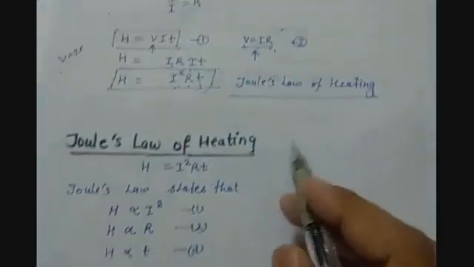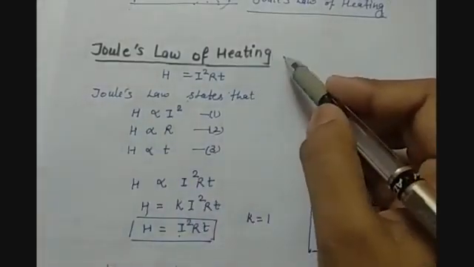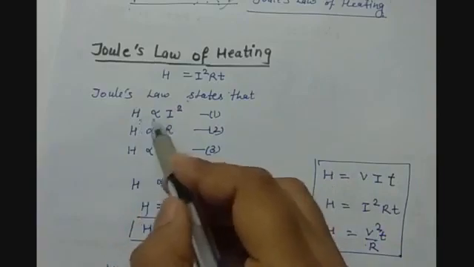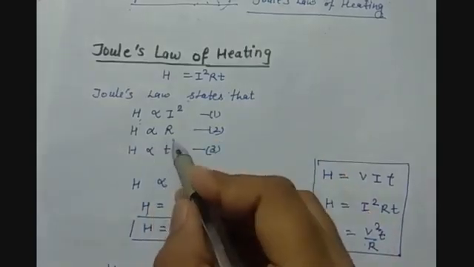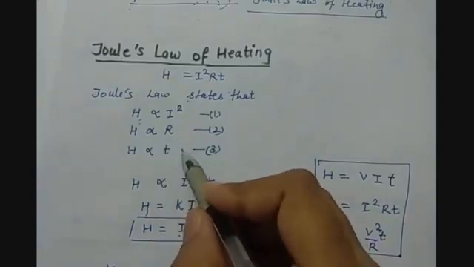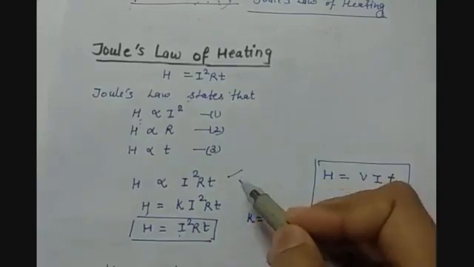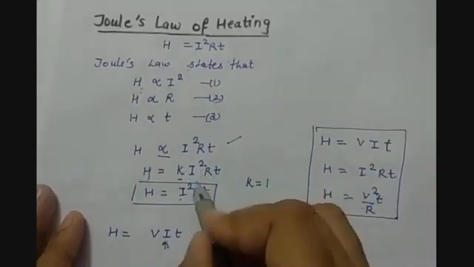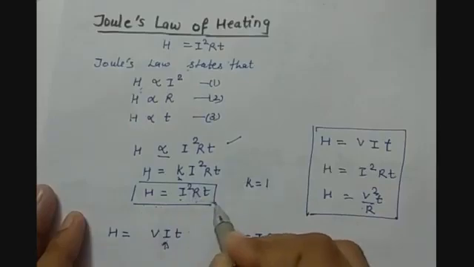Joule's law of heating says that the heat energy developed in a conductor is directly proportional to the square of the current flowing in the circuit, directly proportional to the resistance of the conductor, and directly proportional to the time for which the current flows in the circuit. So when we combine these, we get I squared R T. When we remove this proportionality, we get a constant K here. When we put the value of constant K as 1, we get H = I squared R T.